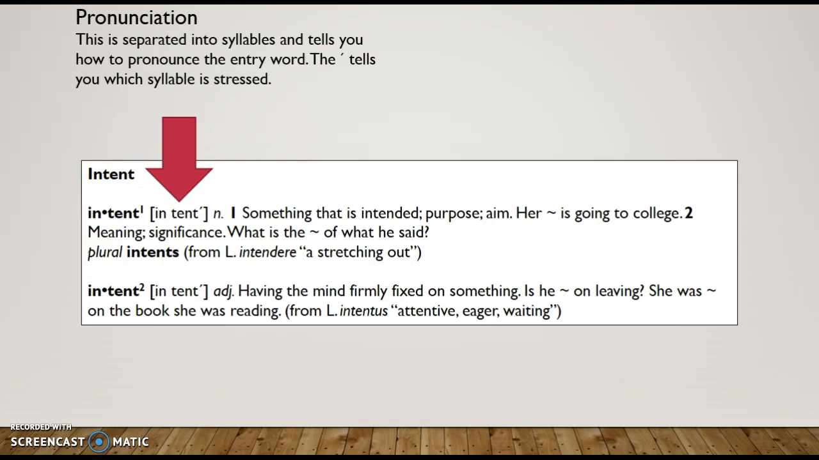Next thing we'll take a look at is the pronunciation. This is separated into syllables and tells you how to pronounce the entry word. You'll notice that there is a little accent symbol after the tent part of the word, which tells you which syllable is stressed. We pronounce this word intent with the stress on the second syllable, as indicated by the accent mark, rather than intent. That pronunciation would have the accent mark after the in.